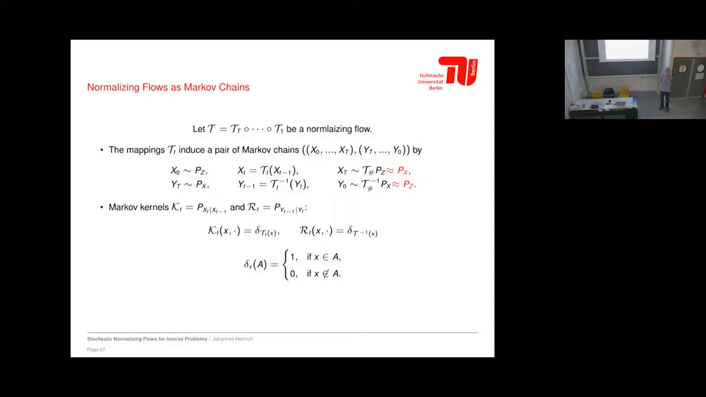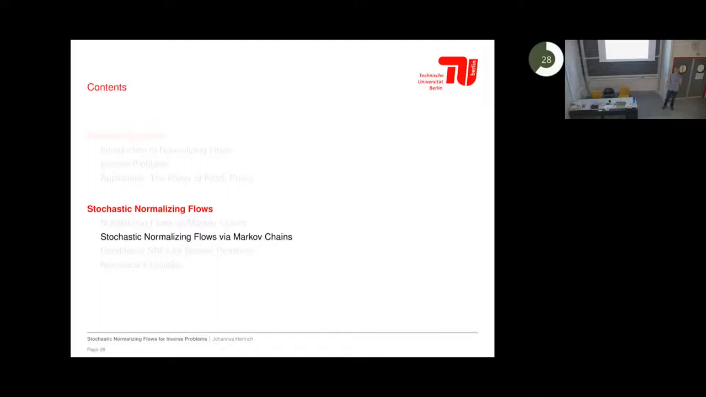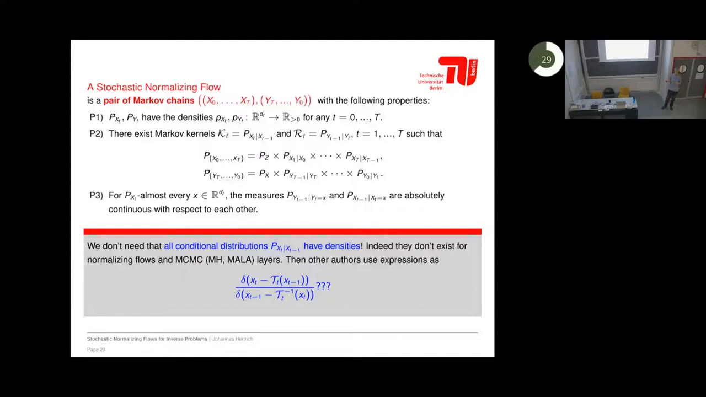Okay, now we want to make these Markov chains a little bit less boring, so we use a stochastic normalizing flow. We define a stochastic normalizing flow as a pair of Markov chains: one Markov chain modeling the forward process, how we come from the latent distribution to the data distribution, and one Markov chain which models the backward process, how we come from the data distribution to the latent distribution. To have this, we need a few technical properties. First of all, we want all of these random variables to have densities. Then we want our Markov chain X to really start in the latent distribution and have this Markov chain structure. In the same way, we want our other Markov chain to start at the data distribution and also have this structure.